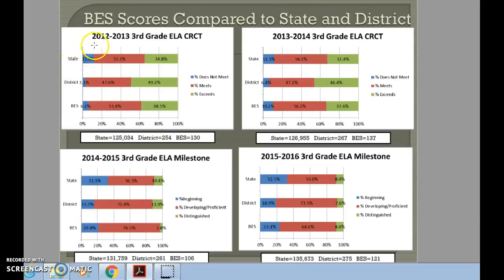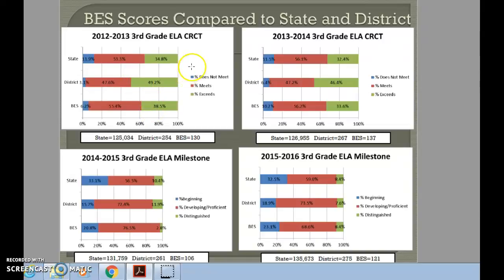Starting with 2012 and 13, you'll see that this was CRCT data, and we have our state scores at the top as opposed to our school district, and then our school's scores. And the blue would be the percentage of kids that do not meet the proficiency levels. The red would be the percentage of the students who meet, and then the green are the percentage of students who exceed.